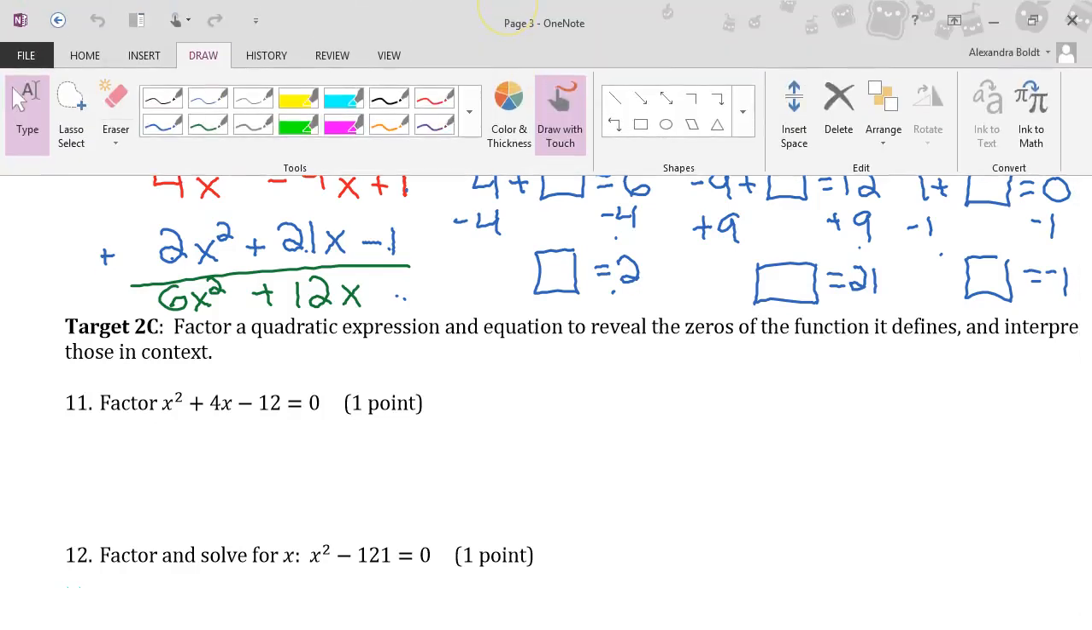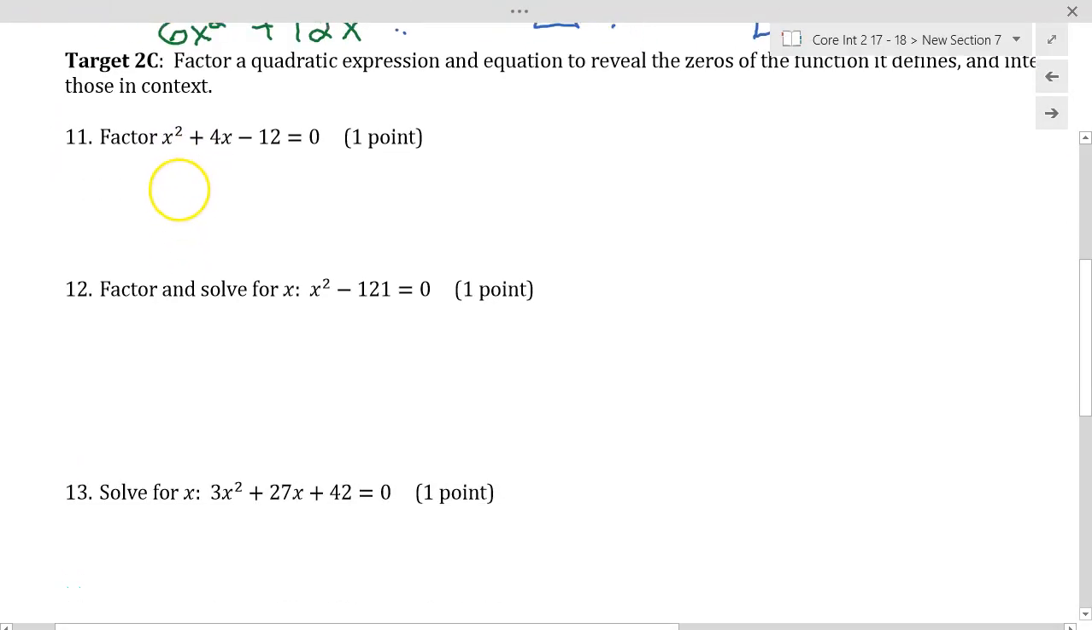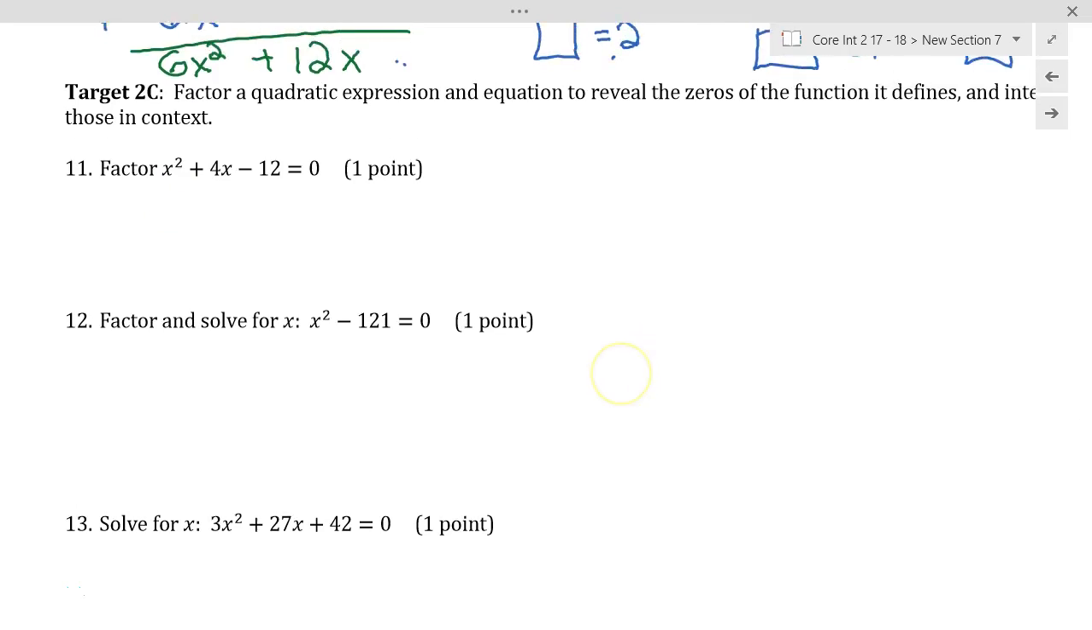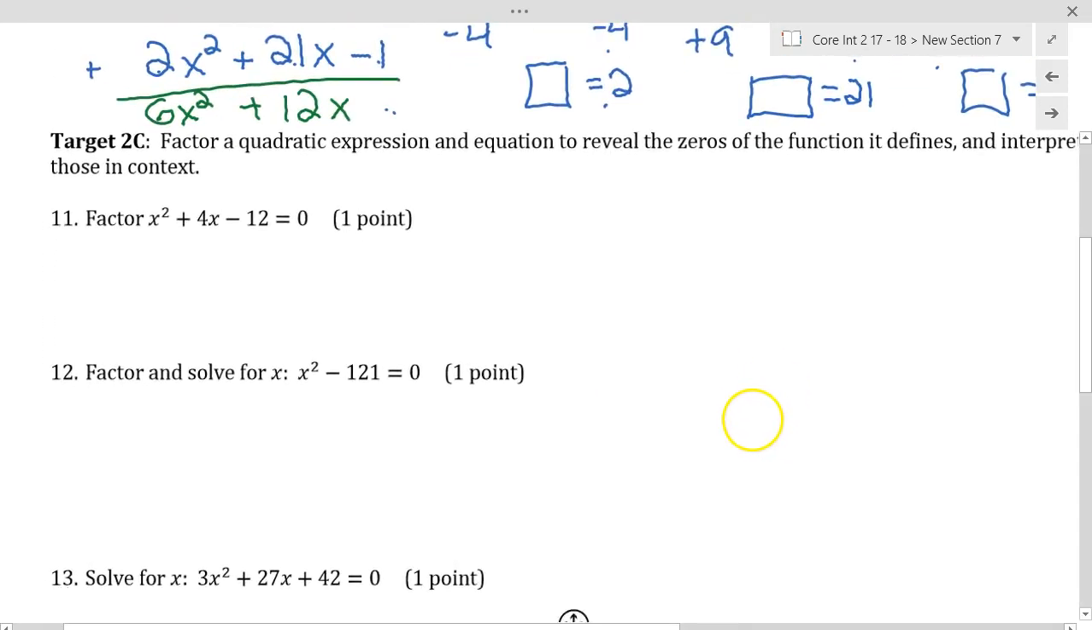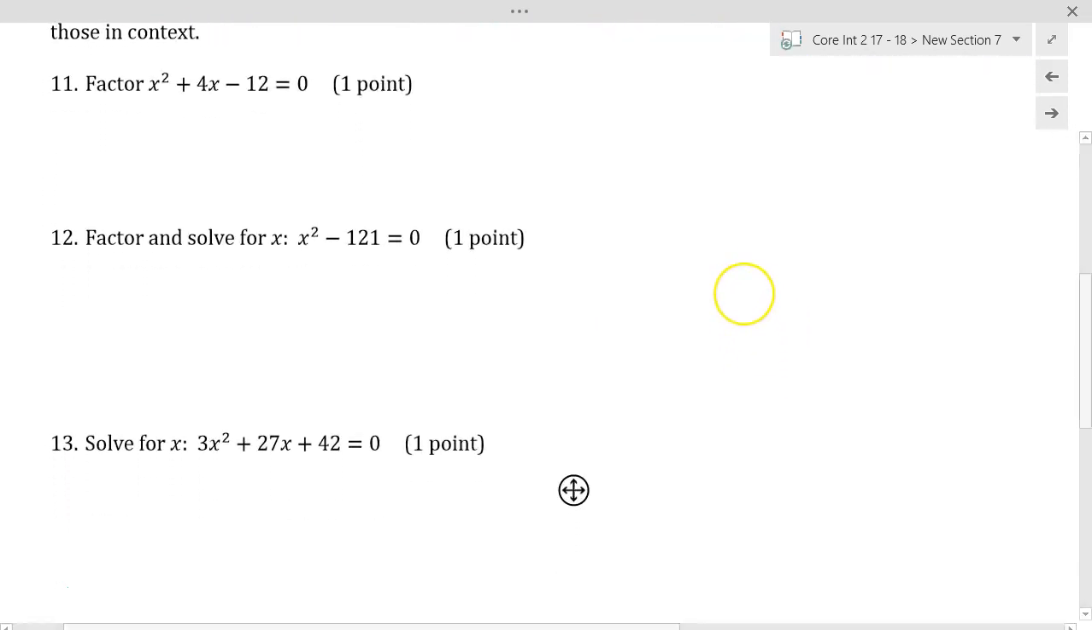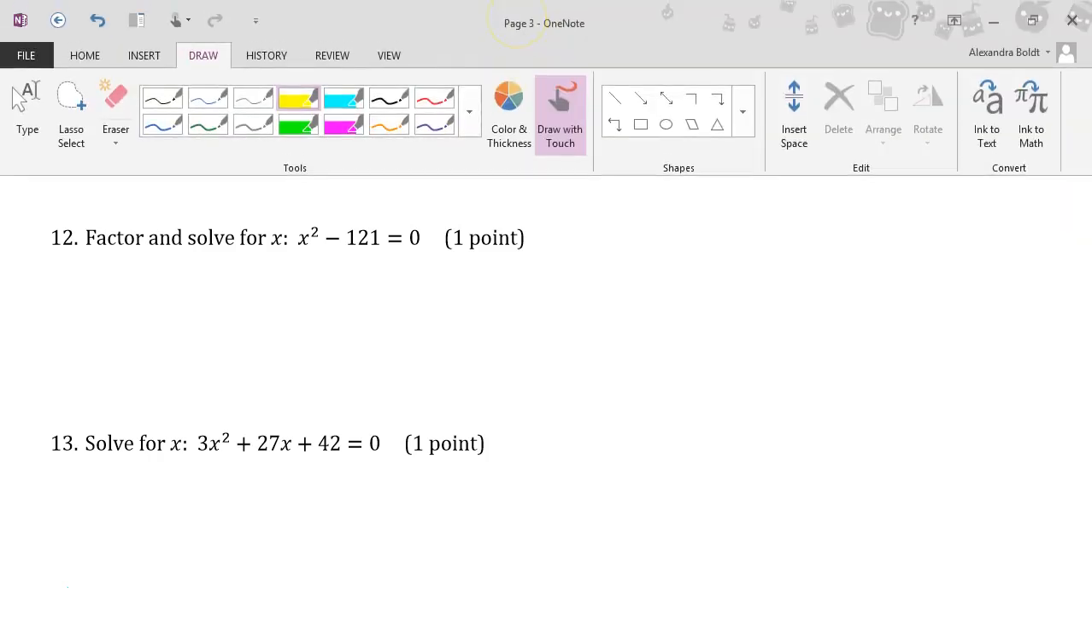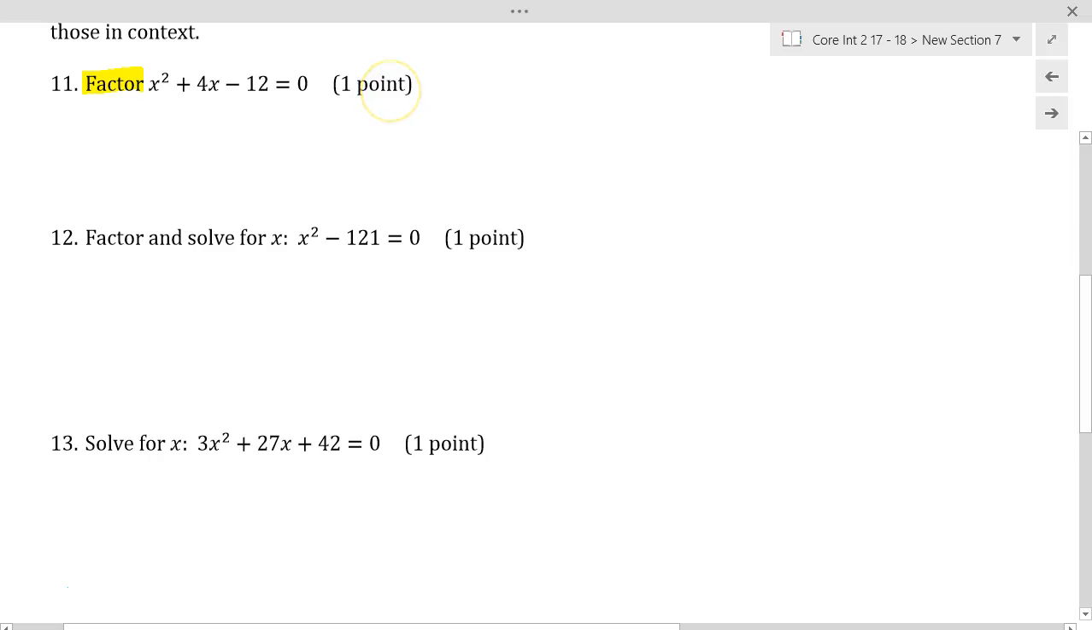All right. We are going to now look at target C, factor a quadratic expression to reveal the zeros of the function it defines and interpret those in context. Okay? So let's look at number 11. Number 11 says factor. So here I am just factoring x squared plus 4x minus 12 equals 0.